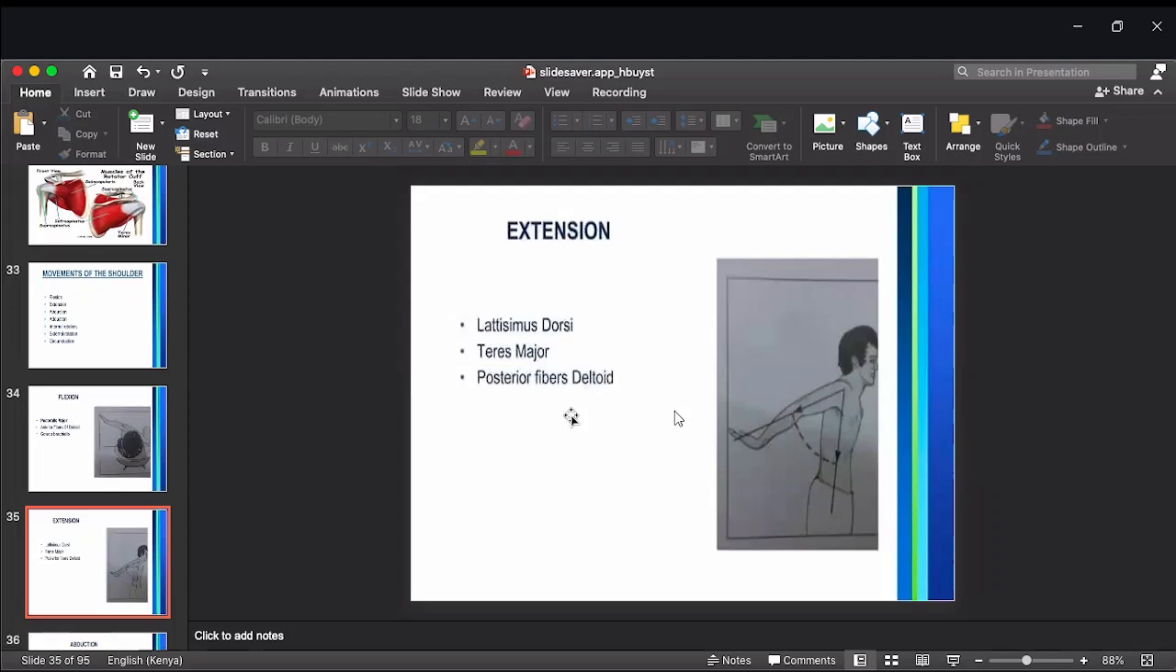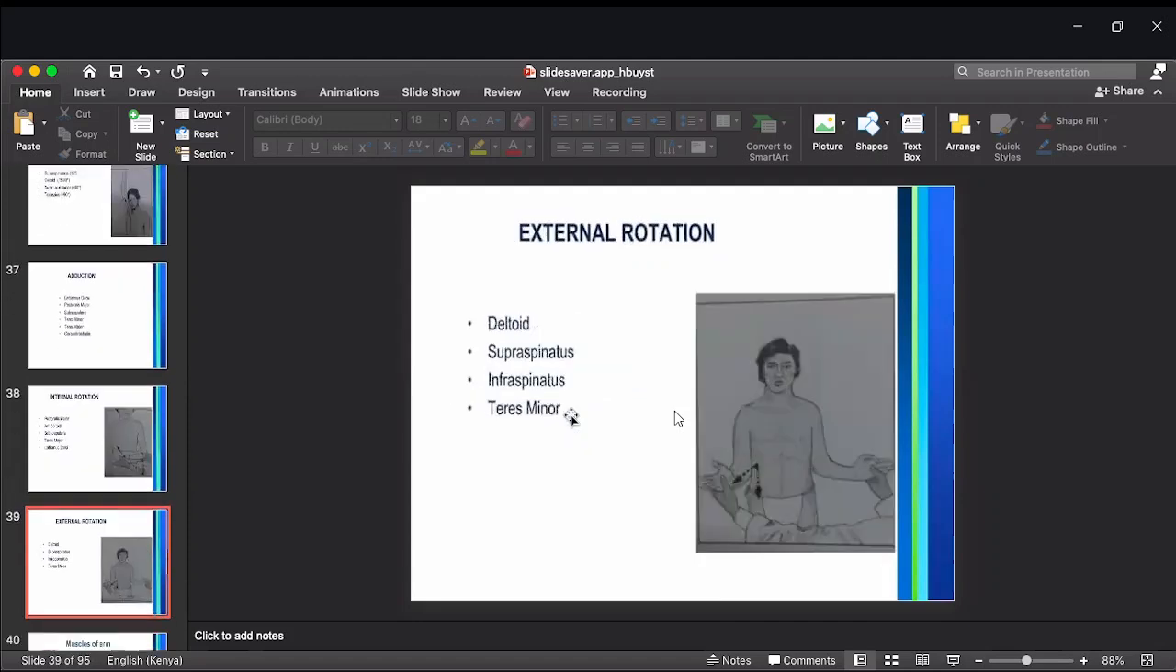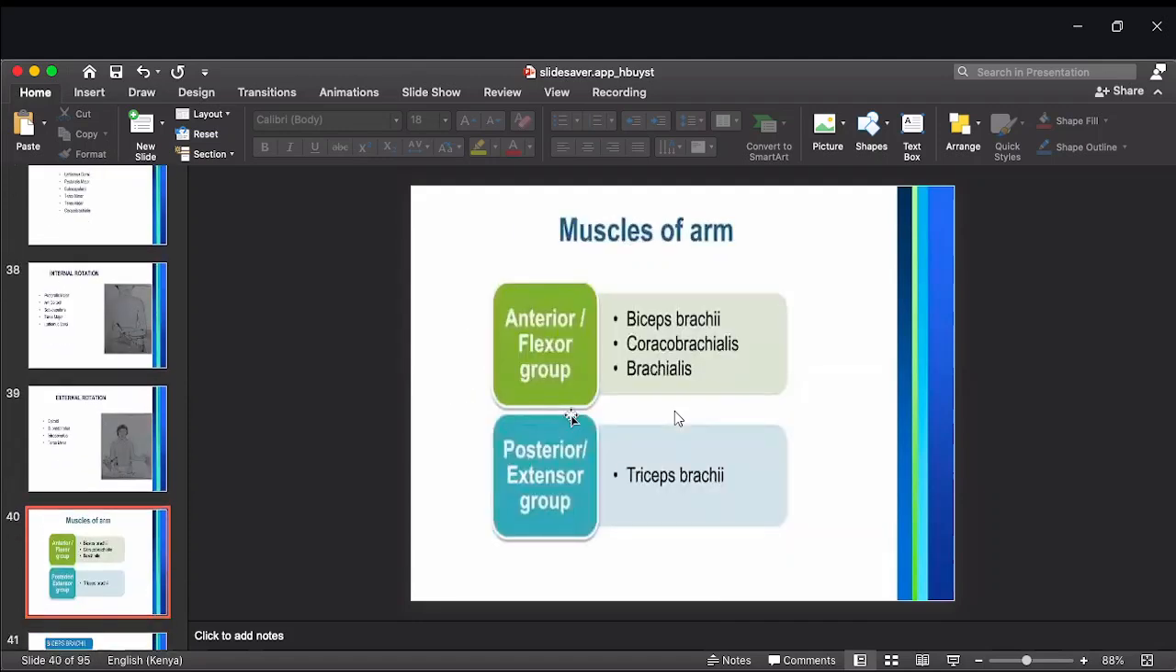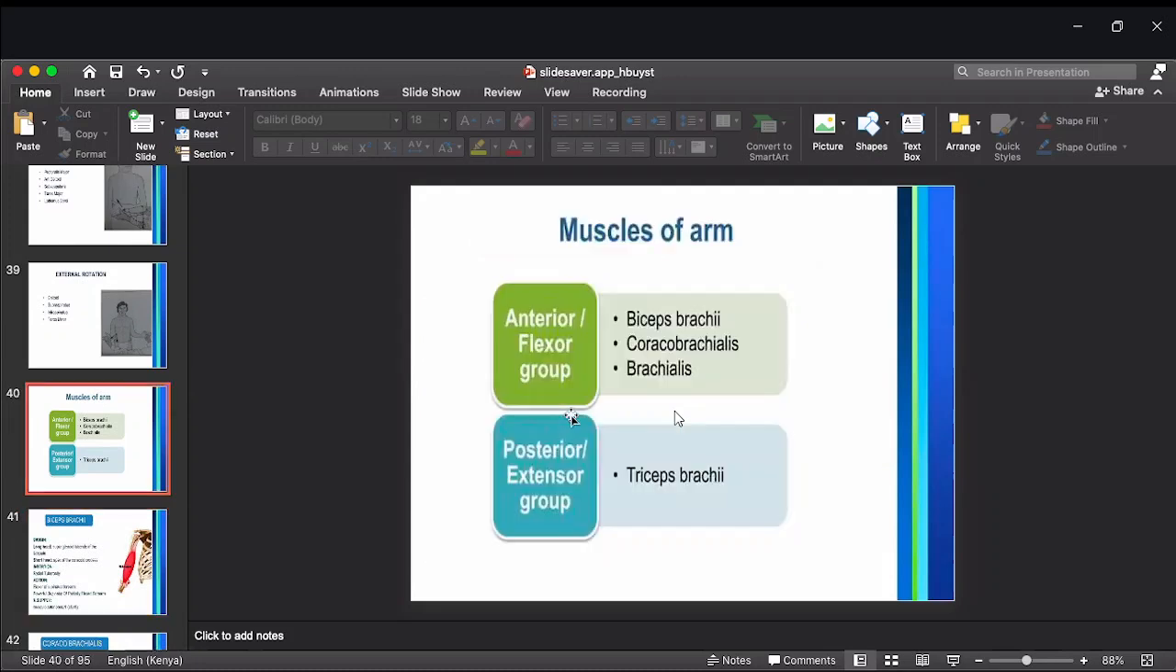What will give you extension? What will give you abduction, adduction, internal rotation, and external rotation? The muscles of the arm, we said, are divided into the anterior and posterior compartments. The anterior group consists of the biceps brachii, which has two heads, the long head and short head, the coracobrachialis, and the brachialis. The posterior group consists of the triceps brachii, which has three heads: the long head, medial head, and lateral head. Don't say now that triceps has a long head and short head.